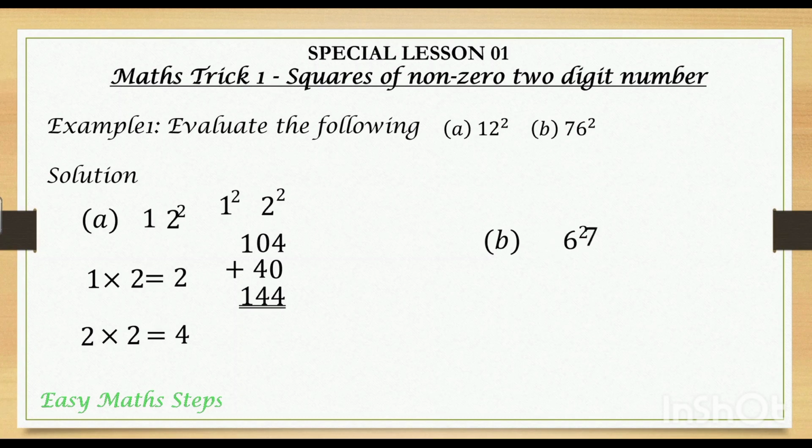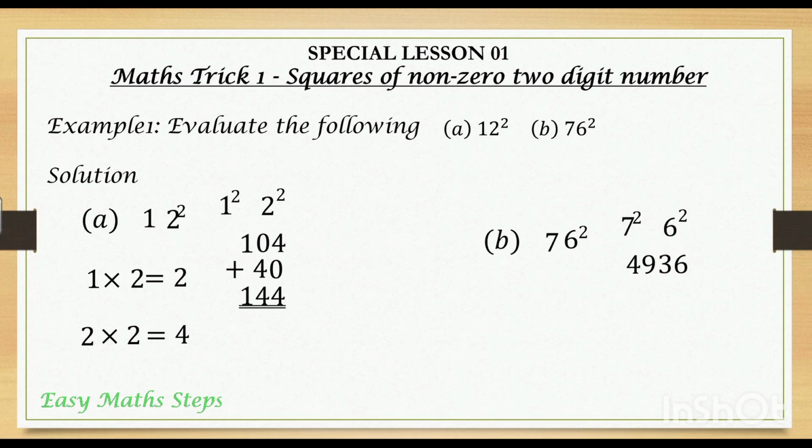First, take 7, square it. 7 square is 49. Am I correct? Yes. So put it there, 49. Next, take 6, square it. 6 square is 36. Is that clear? So that first step is done.